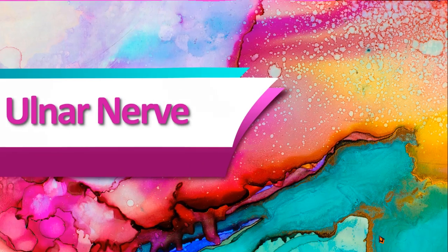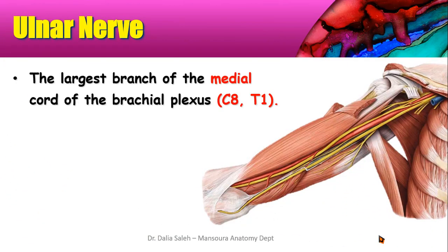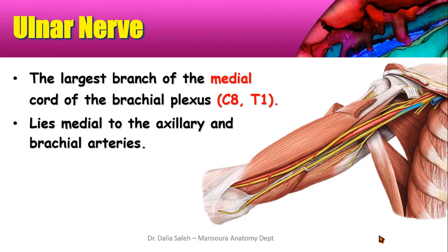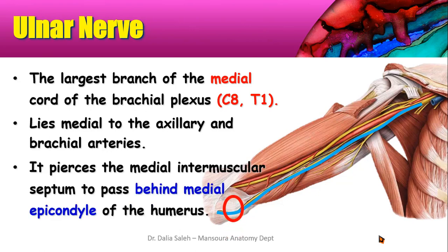For the ulnar nerve, it arises from the medial cord of the brachial plexus, and it is the largest branch of the medial cord. It contains C8 and T1 nerve fibers. It lies medial to the axillary and the brachial arteries along its course. Then it pierces the medial intermuscular septum of the arm to pass behind the medial epicondyle of the humerus. And this is a dangerous position because it could be compressed against this bony eminence.